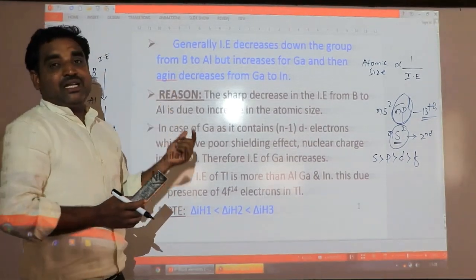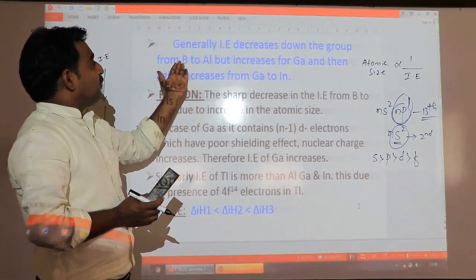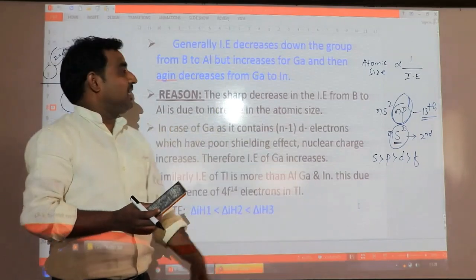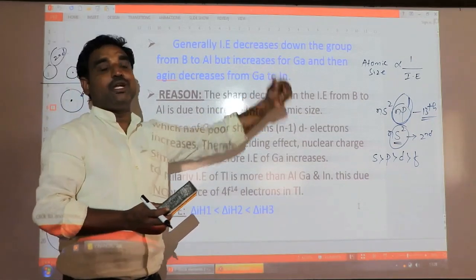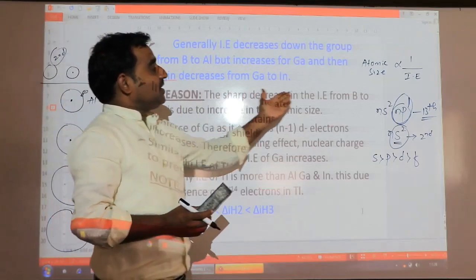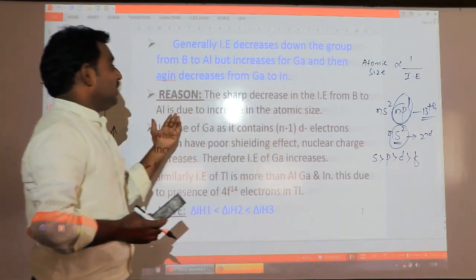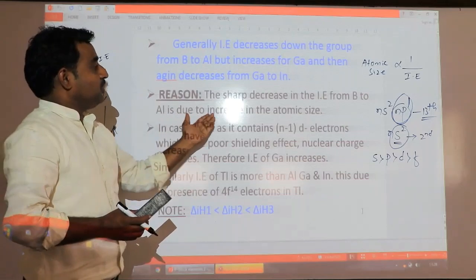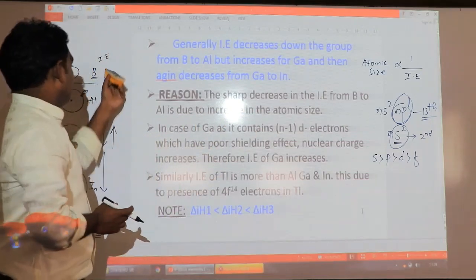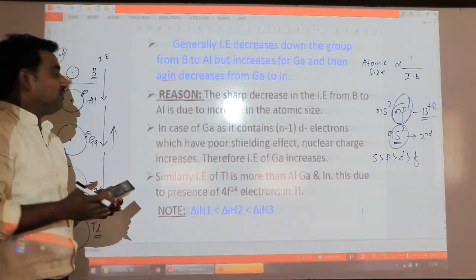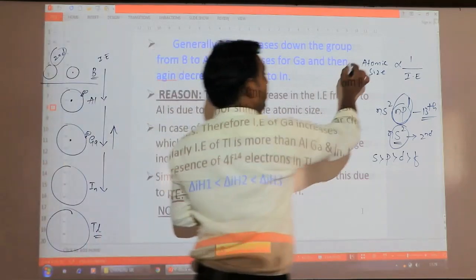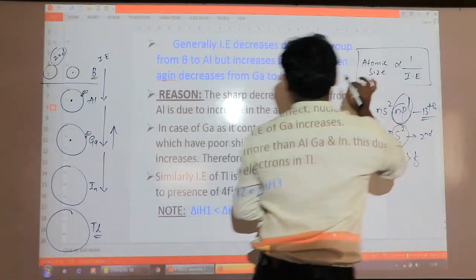So the reason behind this: why it decreases from boron to aluminium, again increases from aluminium to gallium, and again decreases from gallium to indium. The reason behind this is that the sharp decrease in the ionization enthalpy from boron to aluminium is due to the increase in atomic size. This is very simple: as we move from top to bottom, size increases, which means ionization enthalpy also decreases. It is inversely proportional to each other. This point we can remember.